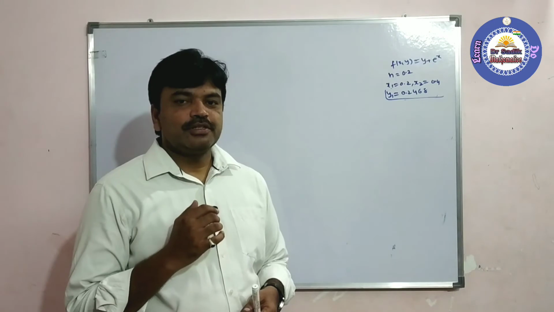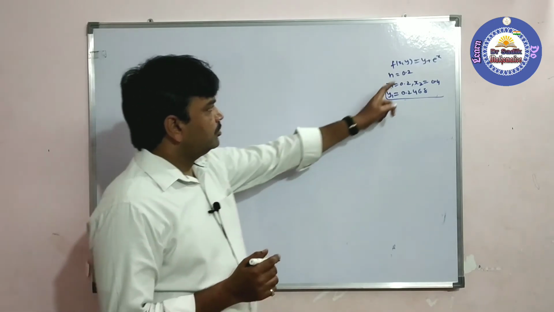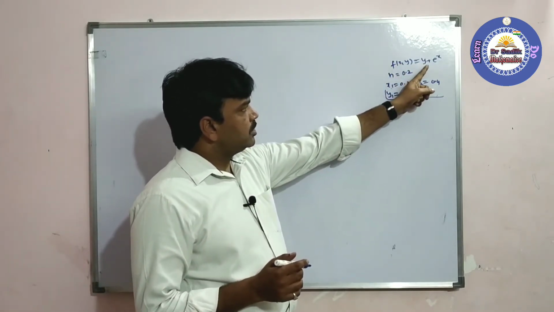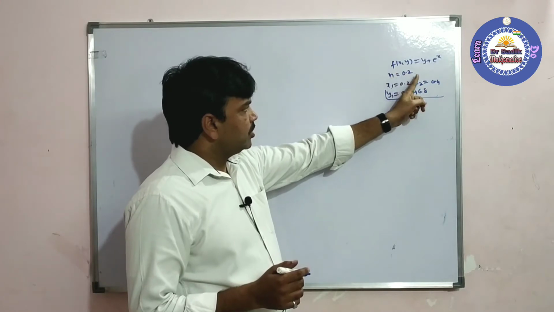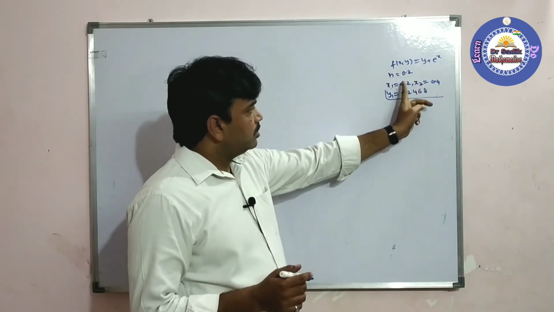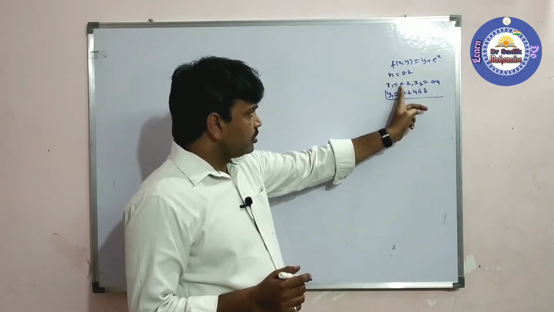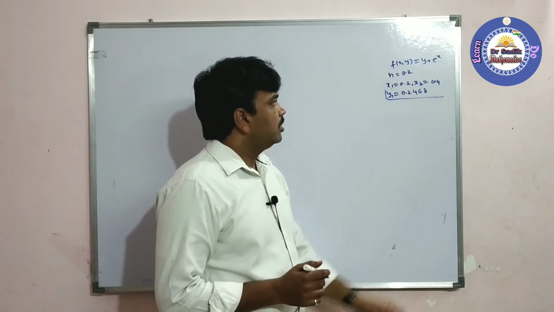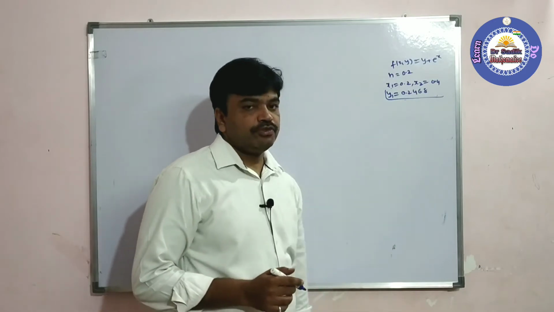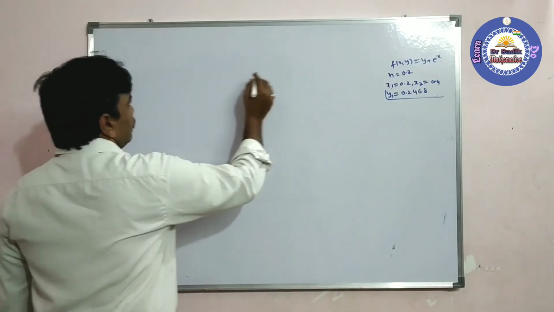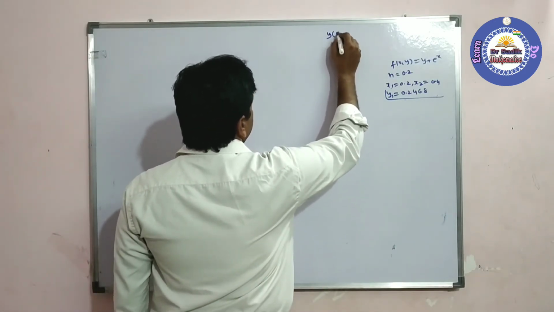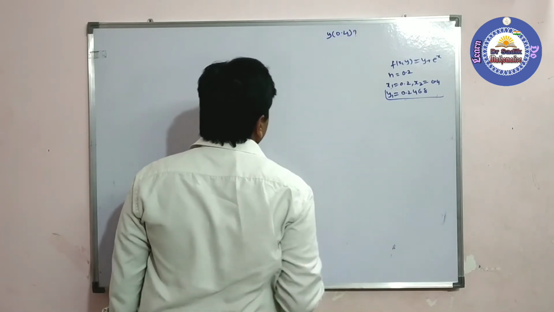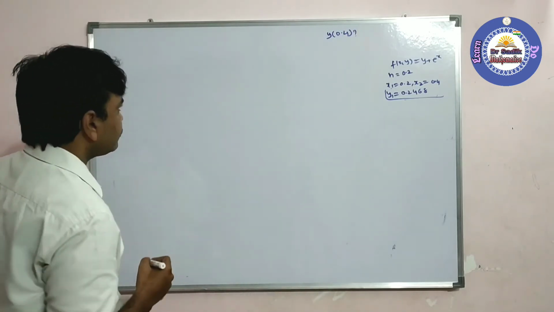Let us continue, students. Now what is f of x y, students? Y plus e power x. What is h, students? 0.2. What is x1, students? 0.2. What is y1, students? 0.2468. Now what is x2, students? 0.4. That means we are finding here which value, students? Y at 0.4, students. We are finding y at 0.4.